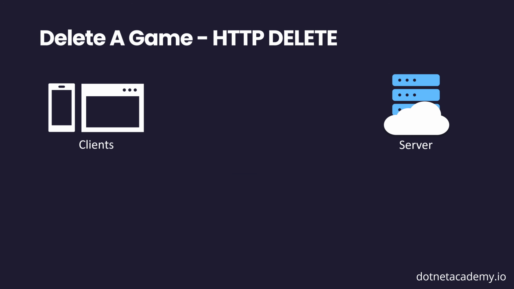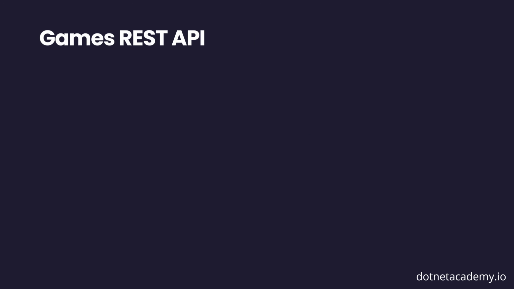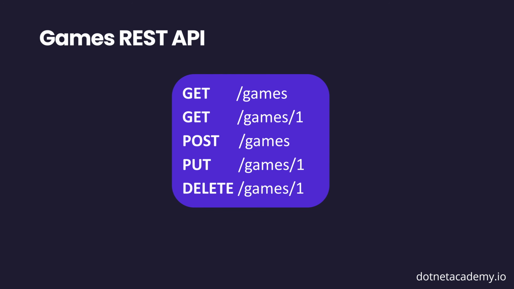Finally, to delete an existing game, the client sends a DELETE request to the URI that identifies the game to delete, and after deleting the resource, the server will usually respond with a 204 No Content status code. So in summary, your complete games REST API will look like this and should offer all the support that your clients expect from a modern backend. Let's now jump back into the code to see how to implement this REST API in ASP.NET Core.